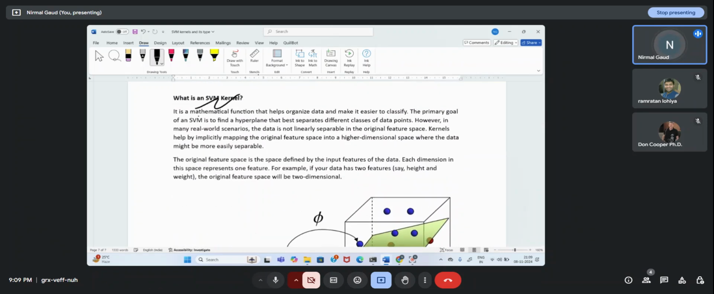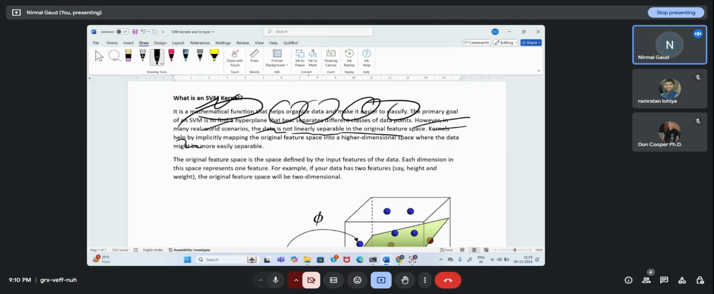This kernel is a mathematical function. That's what I told, right? RBF is a mathematical function only, that helps to organize data and make it easier to classify. Especially, see, this terminology, kernel trick, is specially for classification only. However, in real world scenarios, the data is not linearly separable, obviously. Linearly separable is the easiest case.